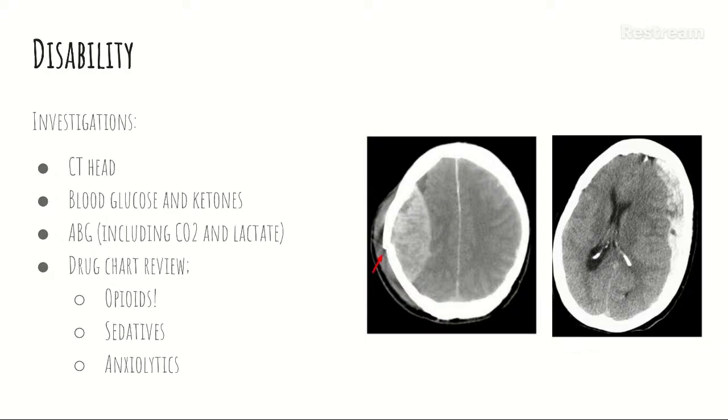And then lactate. If you were doing an A to E after someone has had a seizure, the lactate would be raised. Also, if you're suspecting sepsis, lactate would be raised. So again, it can point you in directions. And then drug charts: any opioids, any sedatives, any anti-anxiety medications like your benzos, your SSRIs, things like that, can affect your consciousness and disability.